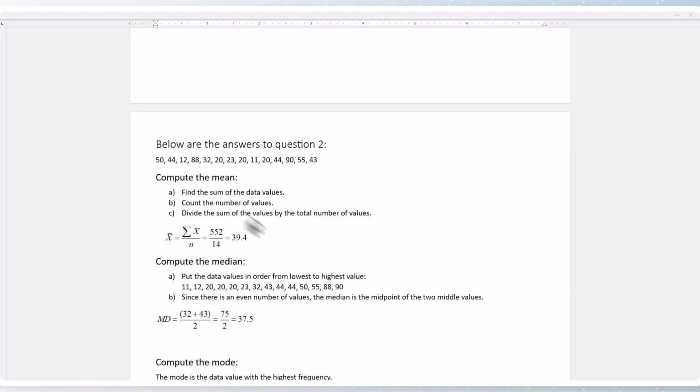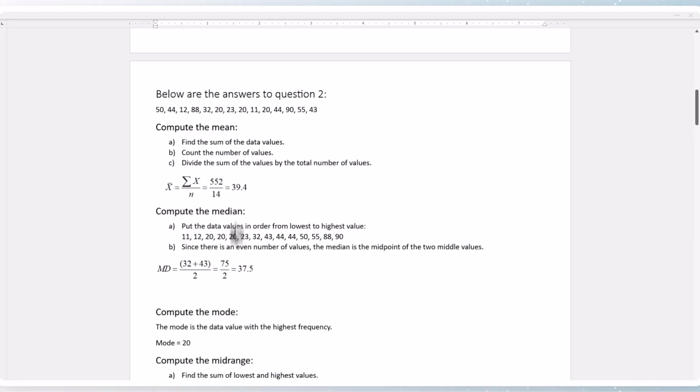The first measure is the mean. To calculate the mean, we add all the values together, 552, and we divide by the total number of values, 14. 552 divided by 14 is 39.4.